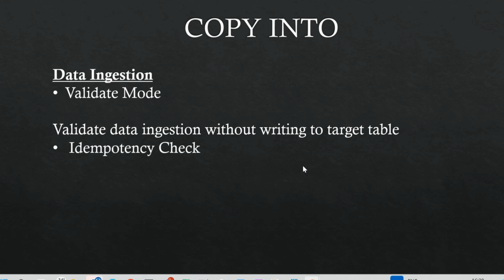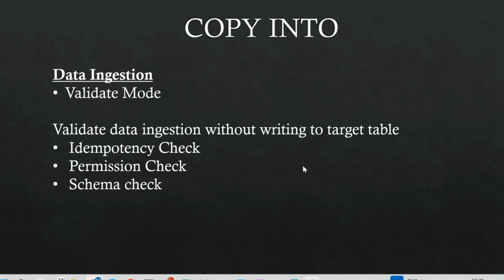How exactly is it being done? When you have your COPY INTO, it checks the idempotency, basically whether those files have already been loaded into the table or not. If not, only then will it go ahead and show you the list of data that needs to be loaded. It also checks whether you have permission to read the files that are present in your cloud storage. If not, it's going to throw you an error. So it validates this permission check as well. It will also validate whether the schema is matching or not.